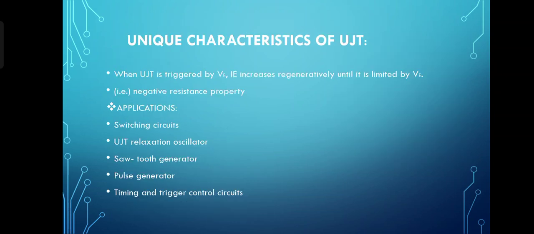Unique characteristics of UJT: when the UJT is triggered by VE, IE increases regeneratively until it is limited by VE. That is the negative resistance property. The applications of UJT are switching circuits, UJT relaxation oscillator, sawtooth generator, pulse generator, and timing and trigger control circuits.